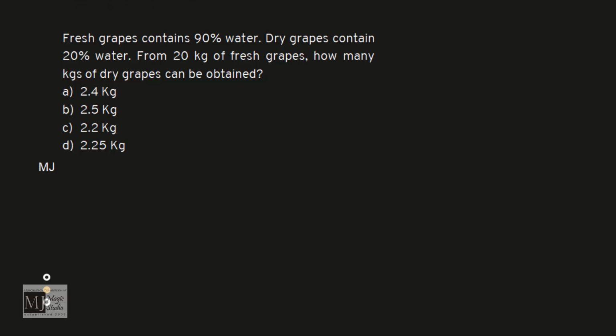Let's solve. It's simple. We just need to make it easy to understand and solve. Fresh grapes contain 90% water. That means pulp. Obviously, the grape would have water and pulp. Pulp is 10%. Dry grapes contain 20% water. That means pulp should be 80%.